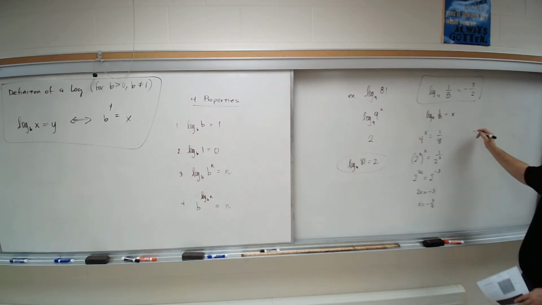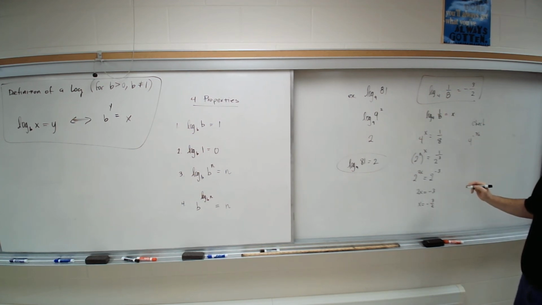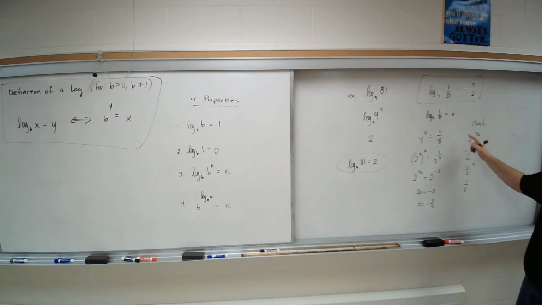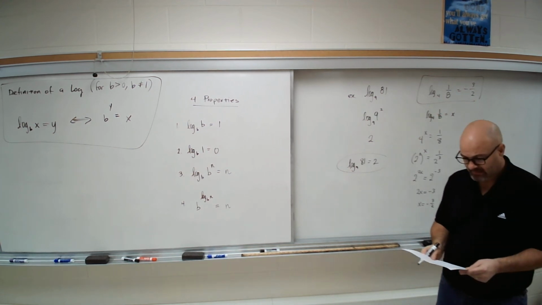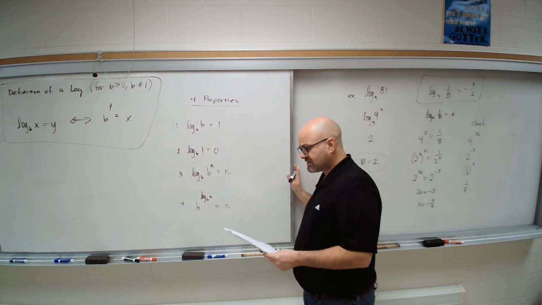To check that, you would just say 4 to the negative 3/2, right? Which, remember, the 2 on the bottom is a square root, correct? So that gives you 2 to the negative 3rd, which is 1/2 cubed, which is 1/8, so it does work out there. So those examples there.